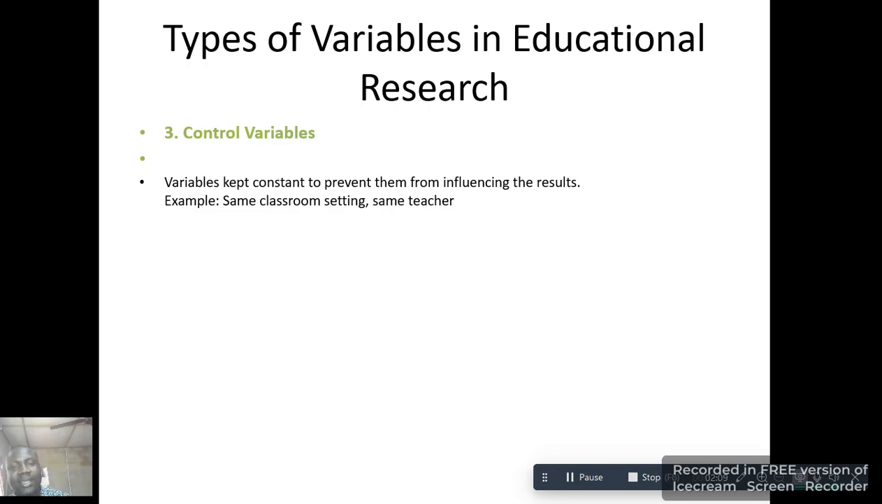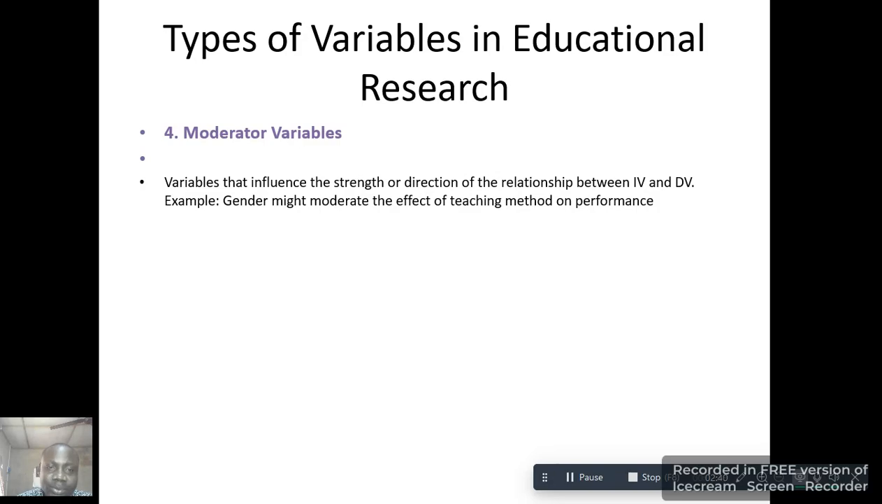For instance, if we are carrying out a strategy and a PhD holder in science education is implementing a particular teaching strategy, and another NCE holder is implementing the same strategy elsewhere, you will observe that the NCE holder may not be able to implement it well. So it is good to ensure that both teachers have the same qualification. Those are control variables.